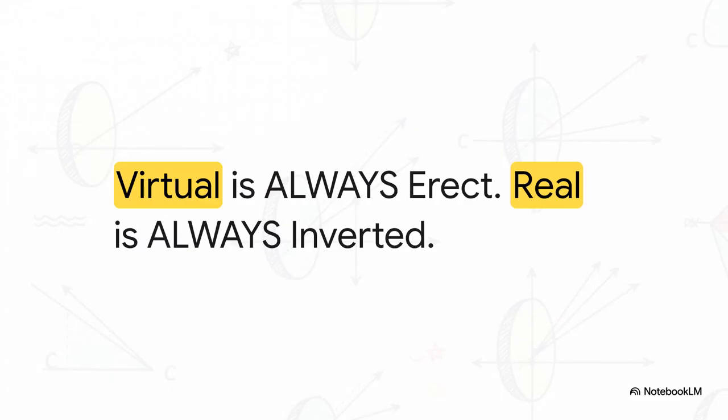So, the absolutely crucial takeaway here is that these properties are a package deal. You will never, ever see a real, upright image in these basic spherical mirror diagrams. No way. If it's real, it's inverted. If it's virtual, it's erect. Commit that to memory, and you'll always know for sure if your diagram is spot on.